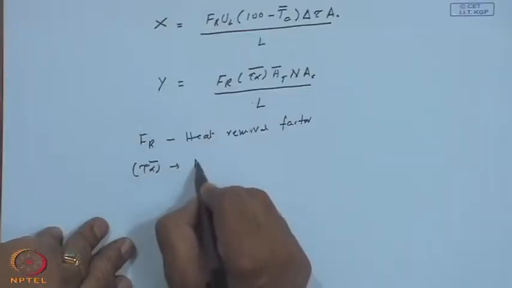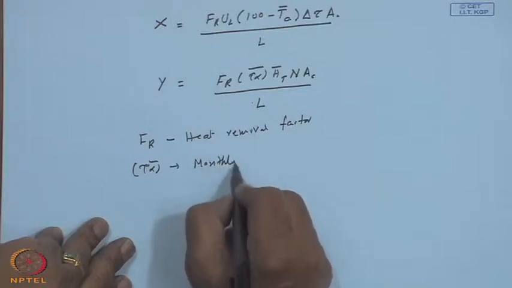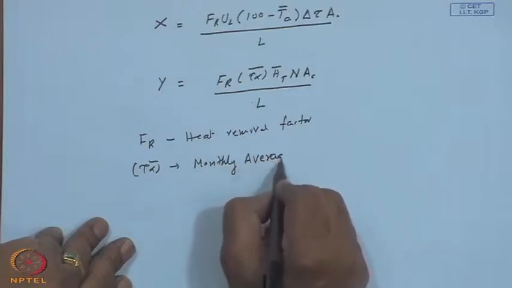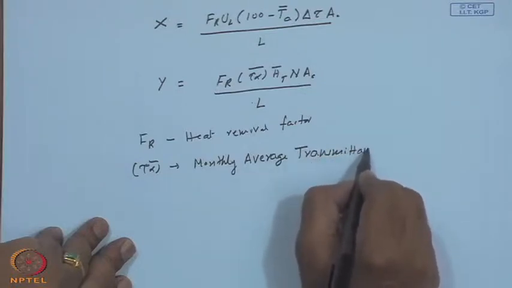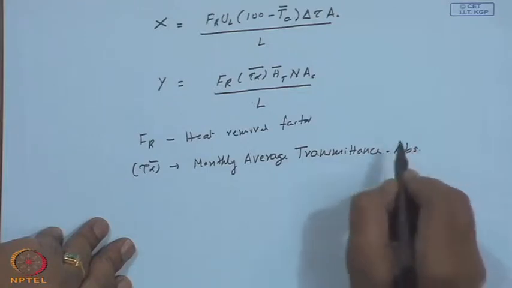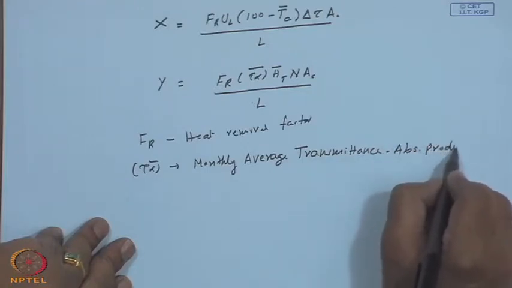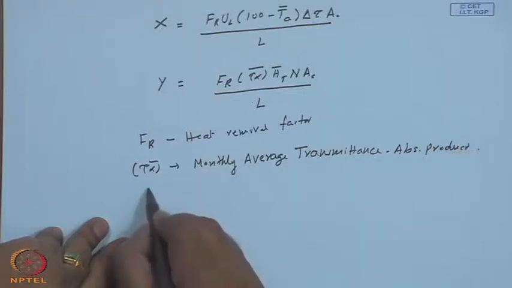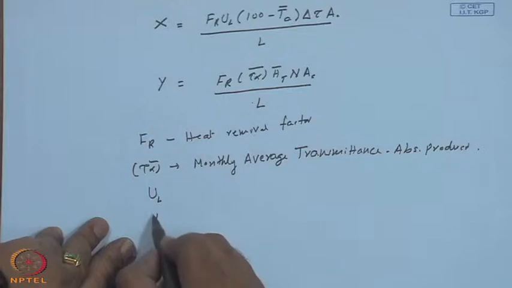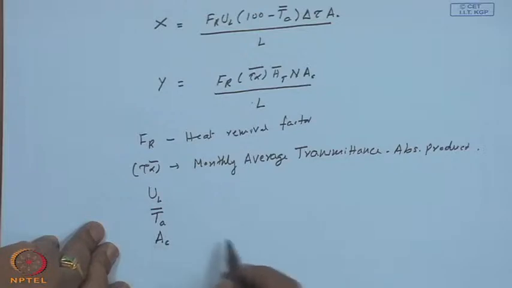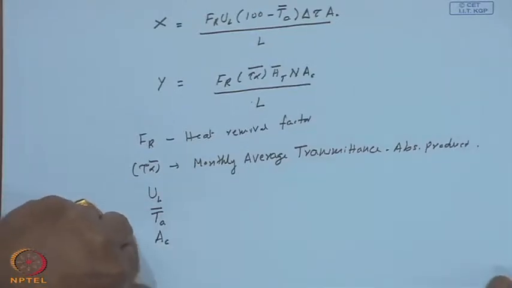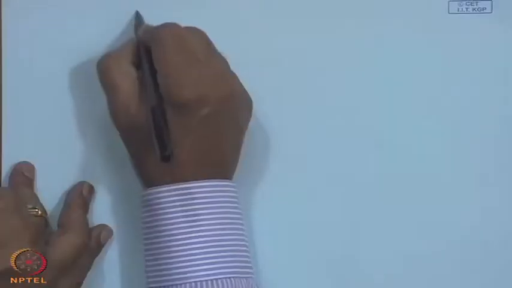and tau alpha bar is the monthly average transmittance-absorptance product. Of course, UL is the overall heat loss coefficient, TA bar is the monthly average daily temperature, AC is the collector area, and these are all things we have written in detail in the last lecture, so I am not repeating. N is the number of days.